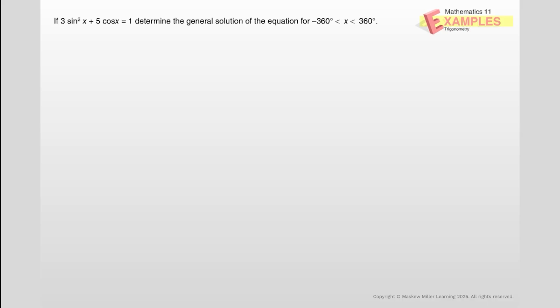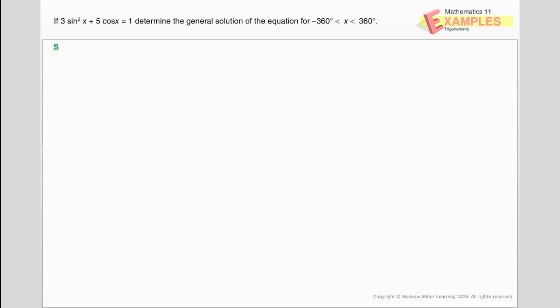If 3 sin squared x plus 5 cos x equals 1, determine the general solution of the equation for negative 360 degrees less than x less than 360 degrees. Solution.